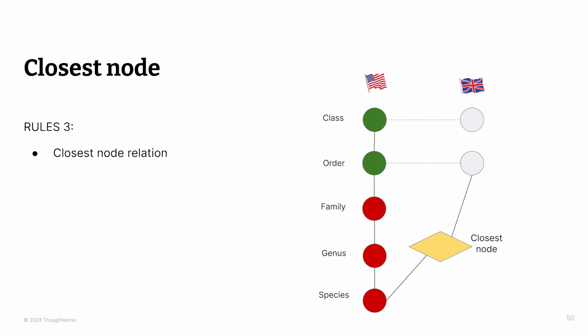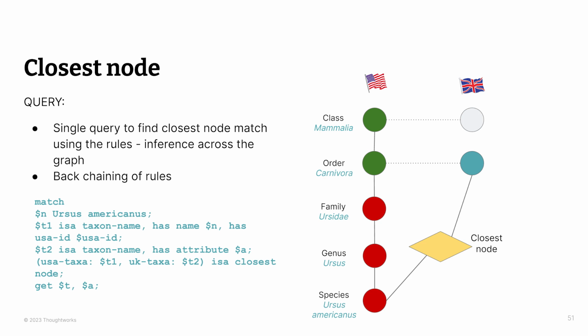And putting all these rules together, it means you can just write this one simple query. So a single query will find you the closest node match, and it basically backchains all the rules that I just spoke about. So in this example, we have our input species Ursus americanus, which is over here. It's basically a taxon name entity. It has our input name, and it's from the US. And then we have another taxon node that we want to return, which has all its attributes. And these two taxon entities basically form a closest node relationship. So we're going to return the closest node. And as you can see here, it's up the tree at the order level. We're going to say, you don't have this data, but we know it's of order carnivore.